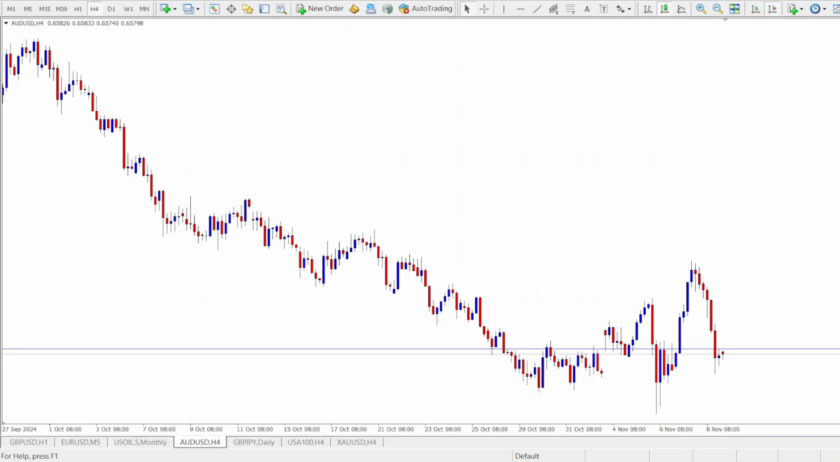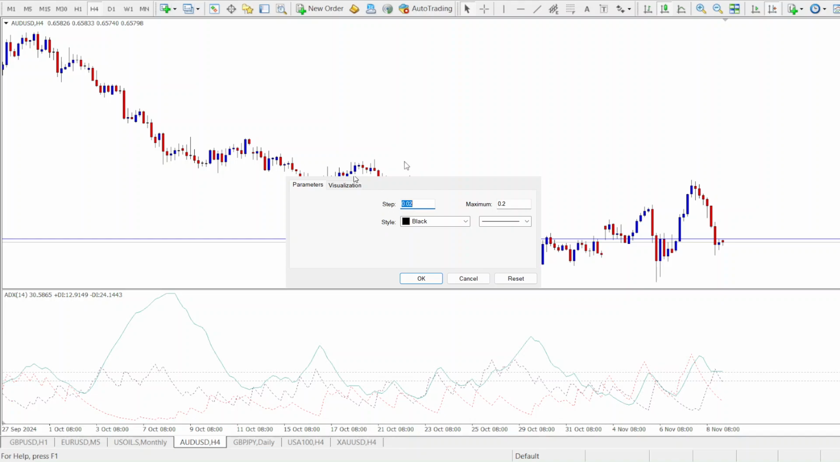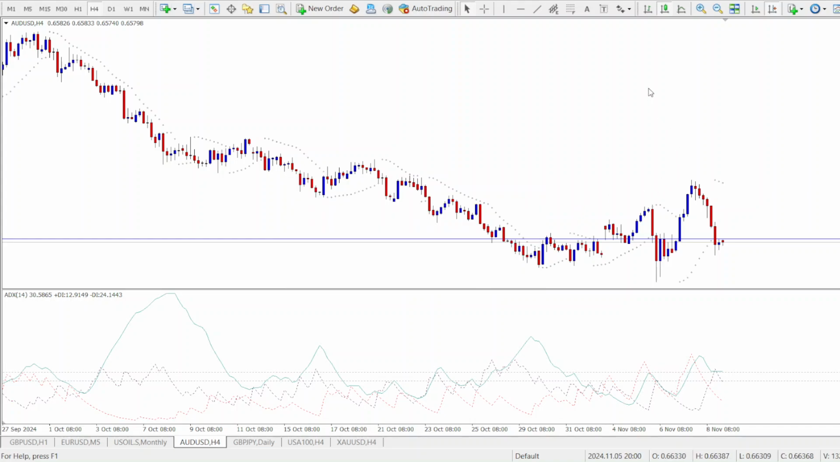In this particular video, we are going to be looking at an advanced trading strategy that combines two powerful indicators, which are the ADX. I'm just going to be adding the ADX to the chart right away. Here we go. And the Parabolic SAR. So this strategy combines both the ADX and the Parabolic SAR.